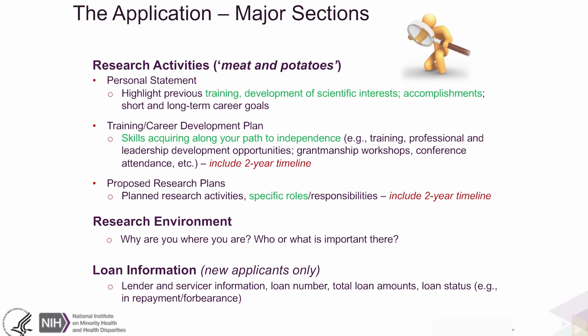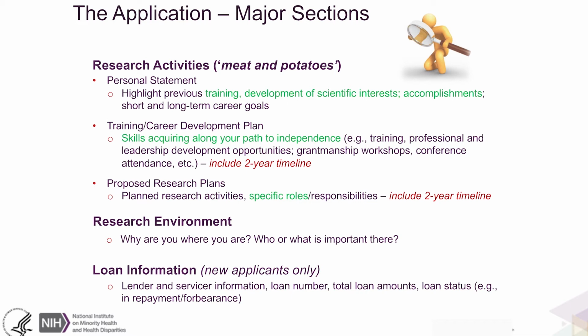The application has major sections. They have the research activities section, which is a big part of the application. First, the personal statement: previous training, development of scientific interest, accomplishments, short and long-term career goals. The second part is the training and career development plan, which emphasizes skills acquired along your path to independence. So again, training, professional and leadership development opportunities, grantsmanship workshops, conference attendance, etc. And it's good to include what you did or what you're going to do in the next 2 years.